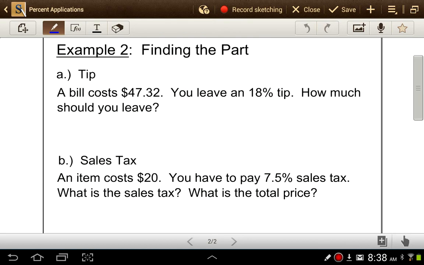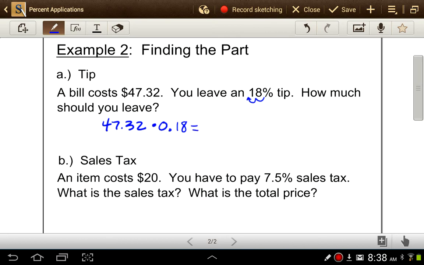A bill costs $47.32. You want to leave an 18% tip. How much should you leave? All right, to find the part, all you're going to do is multiply the amount that you have by the percent. Remember, the percent has to be a decimal to multiply it. So I'm going to go 1, 2 to the left, and so that's going to be 0.18. So I'm going to do $47.32 multiplied by 18%, but I've divided by 100, so it is 0.18. Okay, that's what I'm going to type into my calculator.